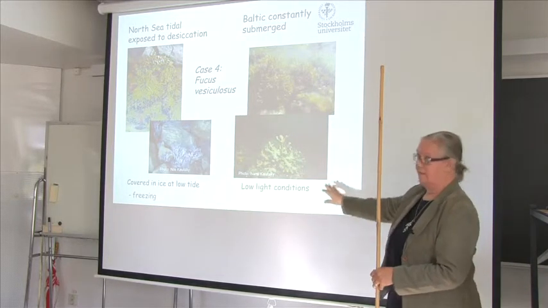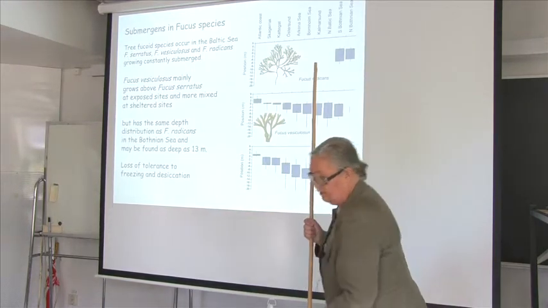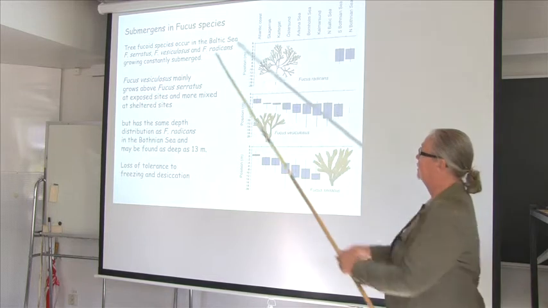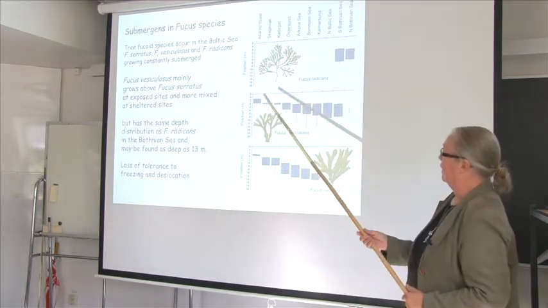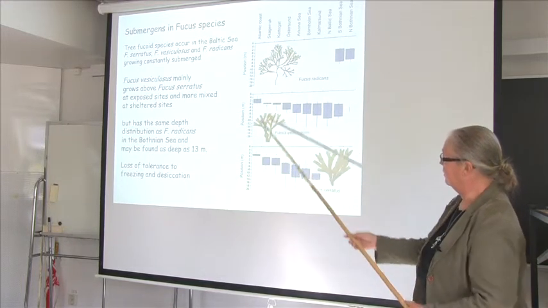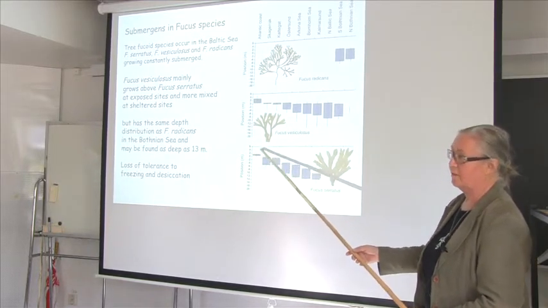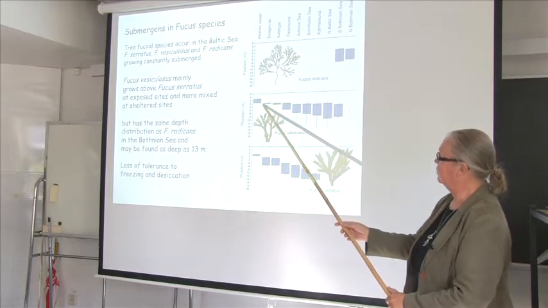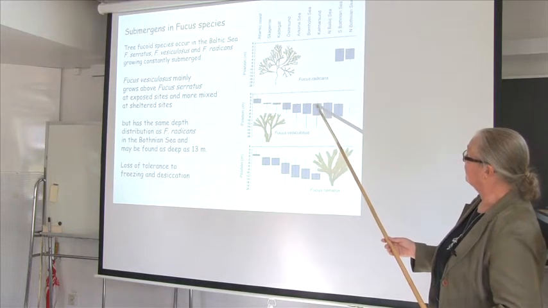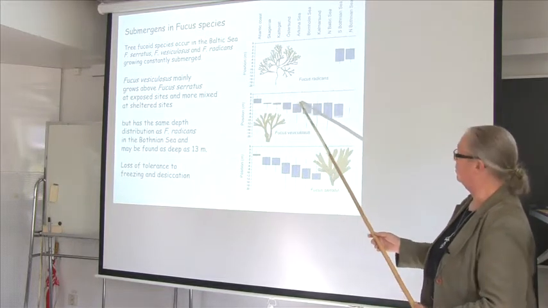They also have to cope with low light conditions. And we have a phenomenon in the Baltic Sea that is called submergence. If we go for the west coast species first, Fucus serratus grows just above, more or less, in the intertidal, and the same with vesiculosus. And then when you enter into Skagerrak and into Kalmar Sund and so on, you will find them a little bit, half a meter or so, below the surface.